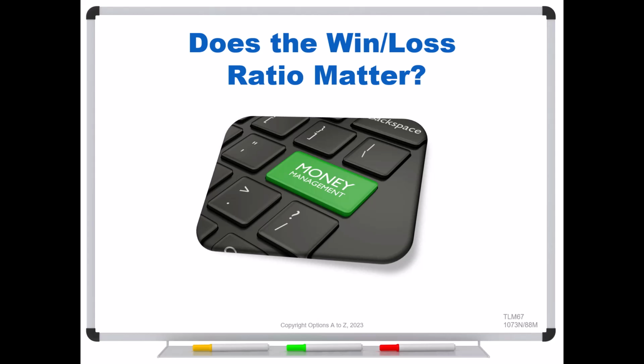Well, this is a good question that I just got an email from one of the traders about, with this whole idea of a win loss ratio. And we've actually talked about this in different forms before. It's the same question, just repackaged.